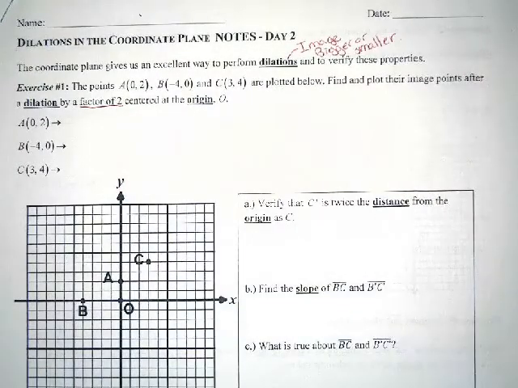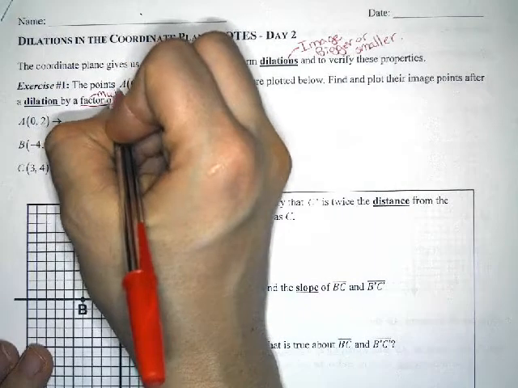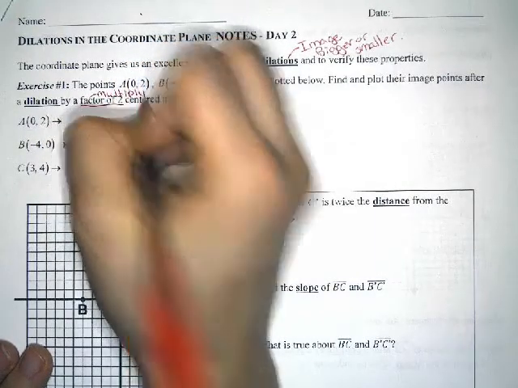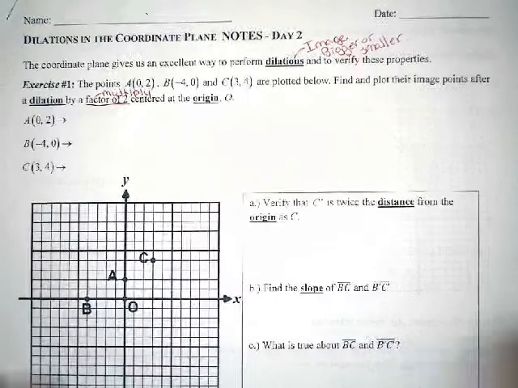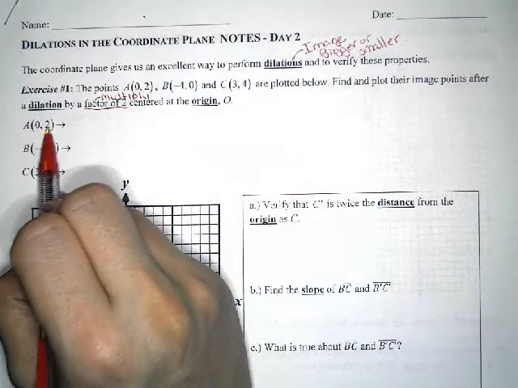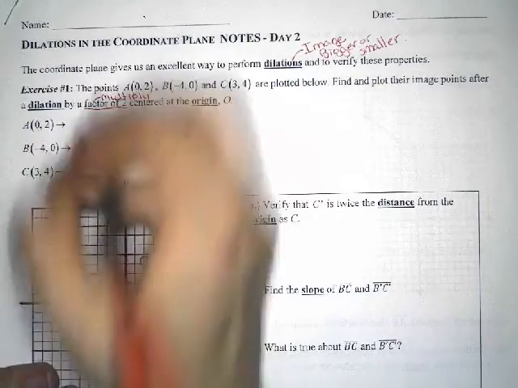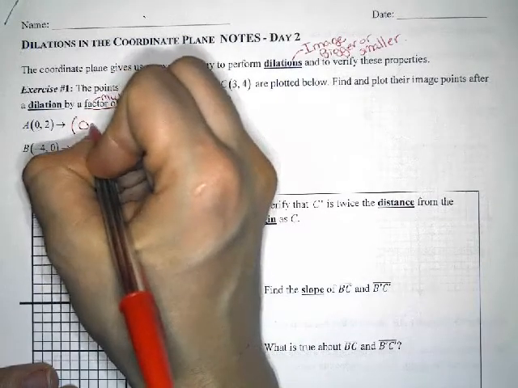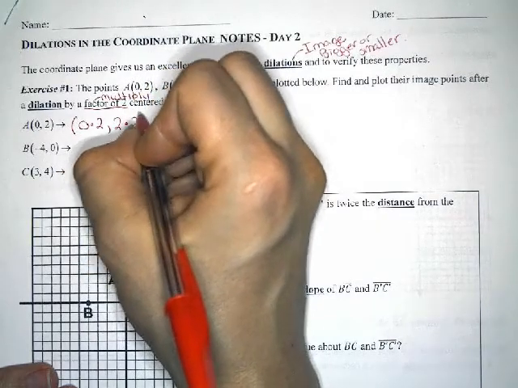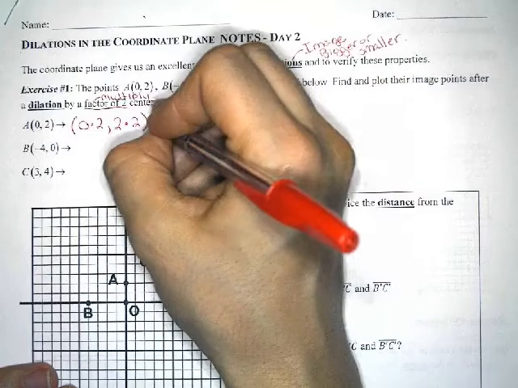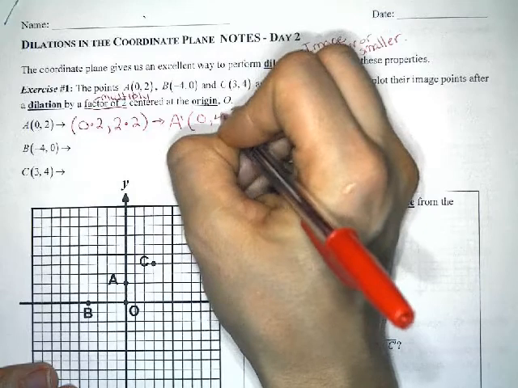Now when they say by a factor of 2, remember when you have a scale factor it means to multiply. Okay. Now when we multiply these, we're actually going to multiply both the x coordinate and the y coordinate by this scale factor of 2. So we would take this 0 and multiply it by 2, and we would take the 2 and also multiply it by 2, and that would give us our new coordinate for A prime, which is 0, 4.